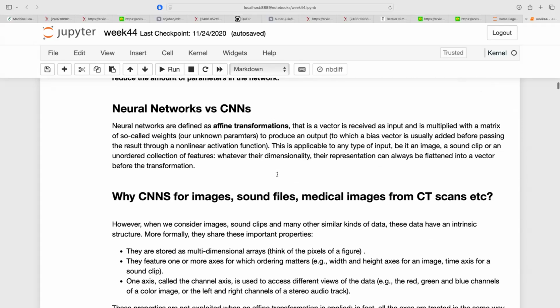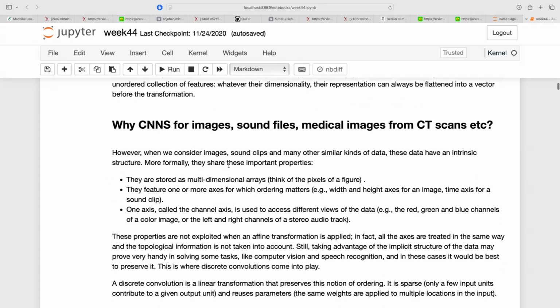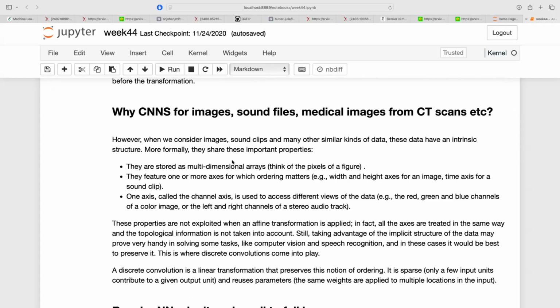Whereas with CNNs, if you look at sound clips or images, they have some intrinsic structure. So when you're dealing with CNNs, in a certain sense, this becomes a kind of art, because you have to be knowledgeable about the data which you're representing. That means you need some intrinsic knowledge about the inner structure, and you want to understand what the basic things are that you want to take care of.